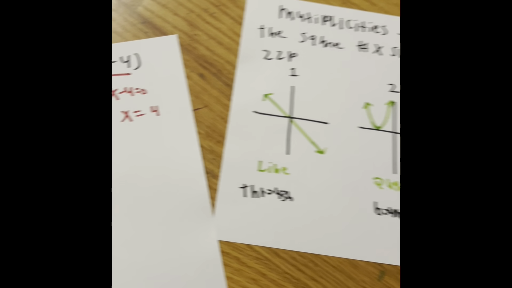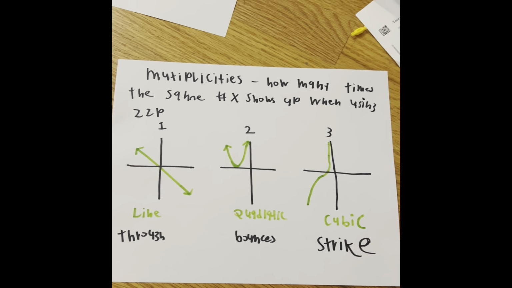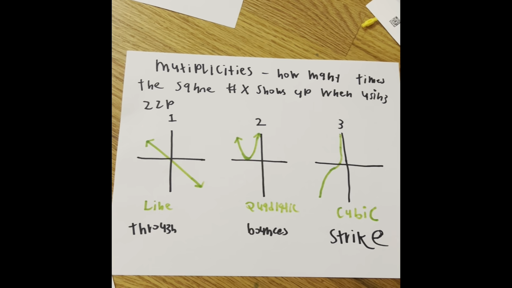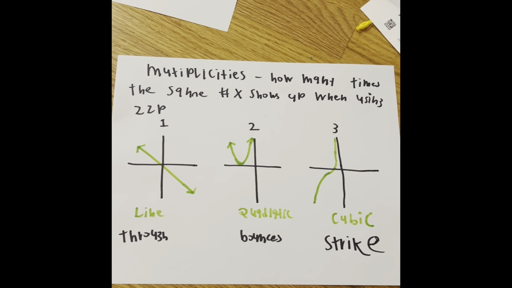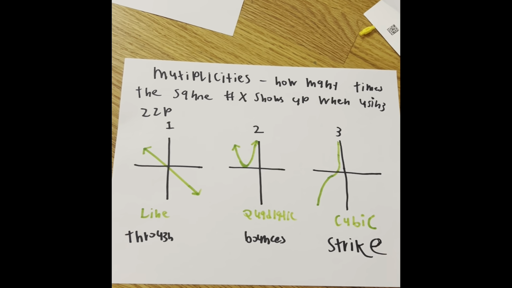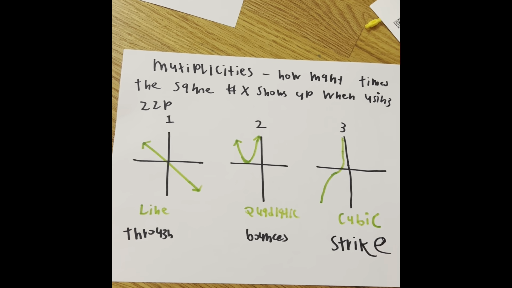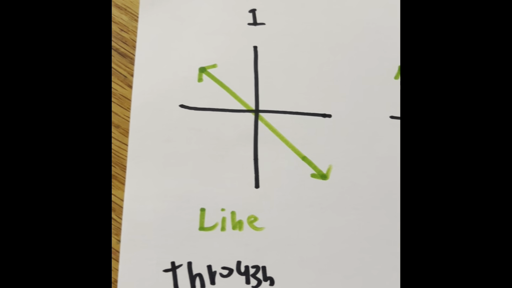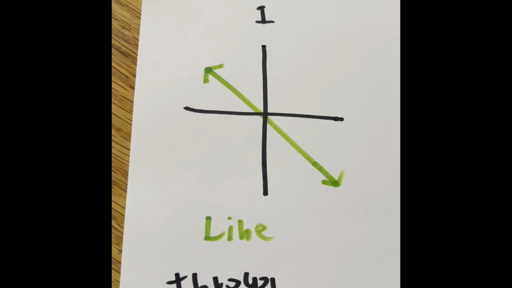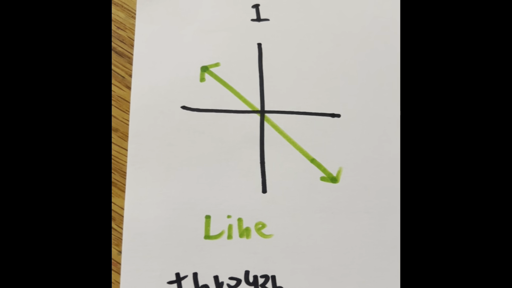A multiplicity is how many times the same number of x shows up when using the zero product property, or when you find the zeros. The amount of multiplicities is going to depend on how it will strike the x-intercept. So for example, if you have just one multiplicity, you just have a straight line going through the x-intercept.